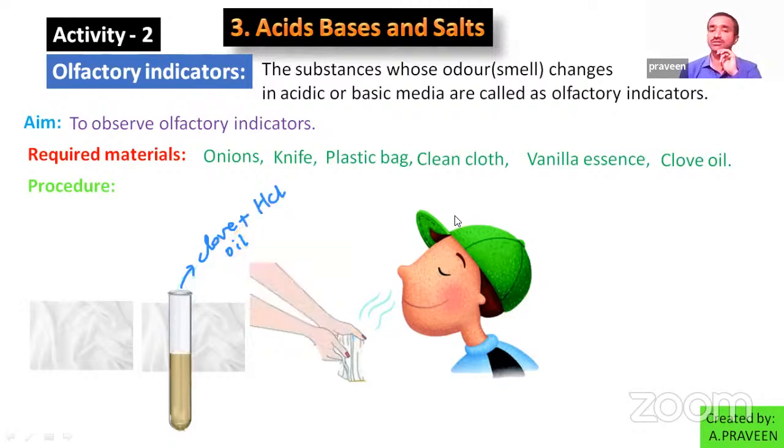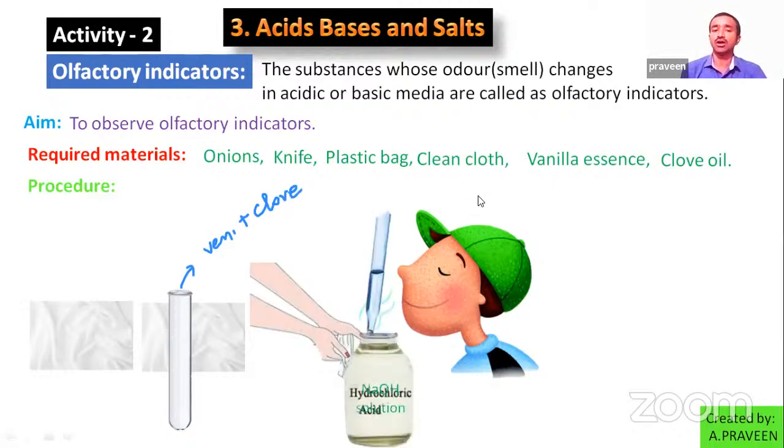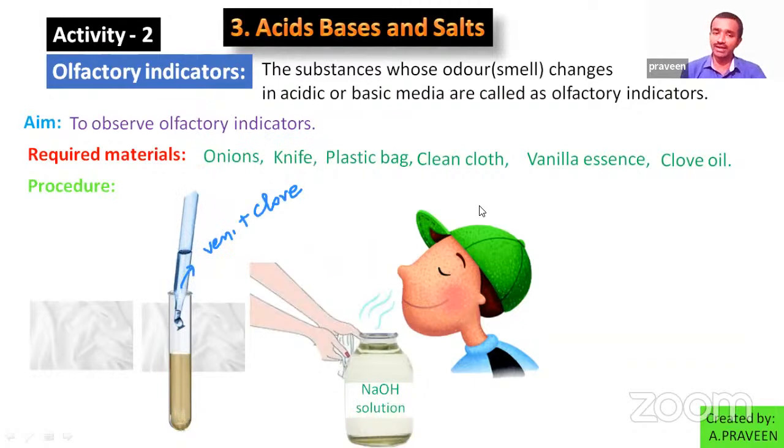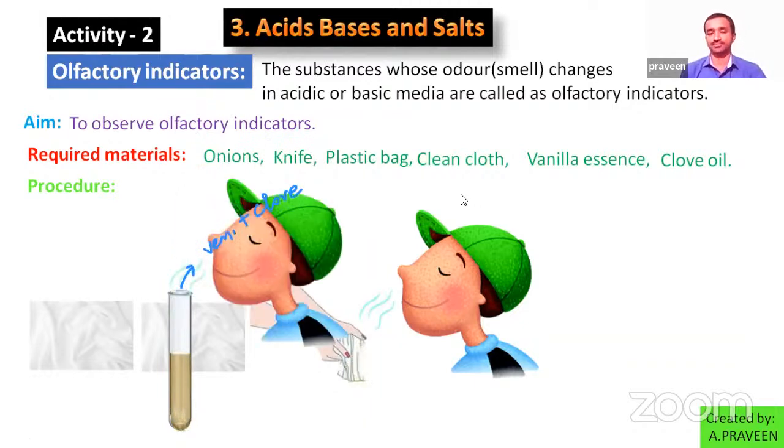Next, take one more test tube. Now you are adding vanilla essence into this. Previously clove oil was added, right? Now we are adding vanilla essence, and again observing the odor. So fill that with vanilla essence, then observe the odor. What happened here? We are going to observe the change in the smell.